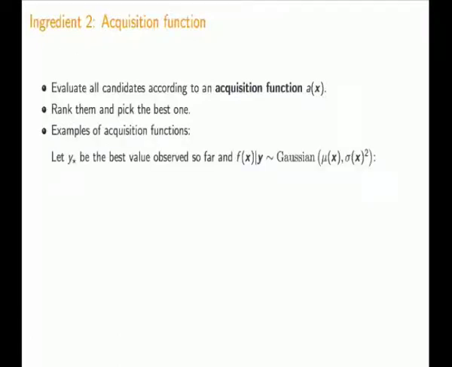So what are examples of acquisition functions? Let's assume y star is the best value that we've observed so far, and we're back in the Gaussian process case where we know that the probability of the underlying function given the observation is going to be a Gaussian with some mean m of x and variance sigma x squared, which depends on the configuration x.